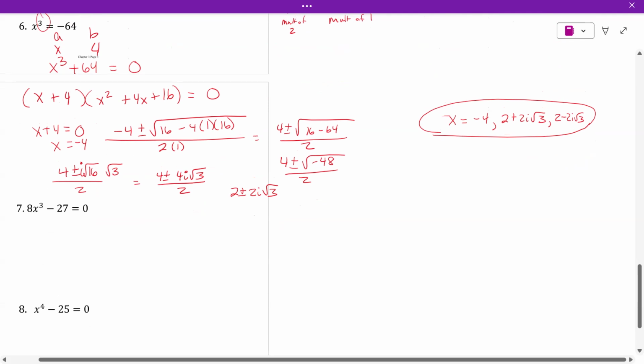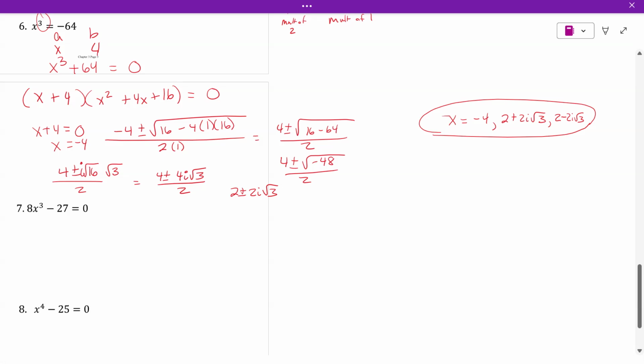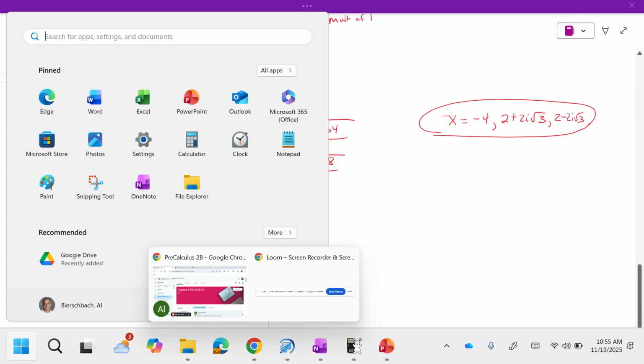Are we good to go? Yes. Some of these are going to be hard to do. Okay? Some of these will take a while to do. Okay? So I will give you your second worksheet.